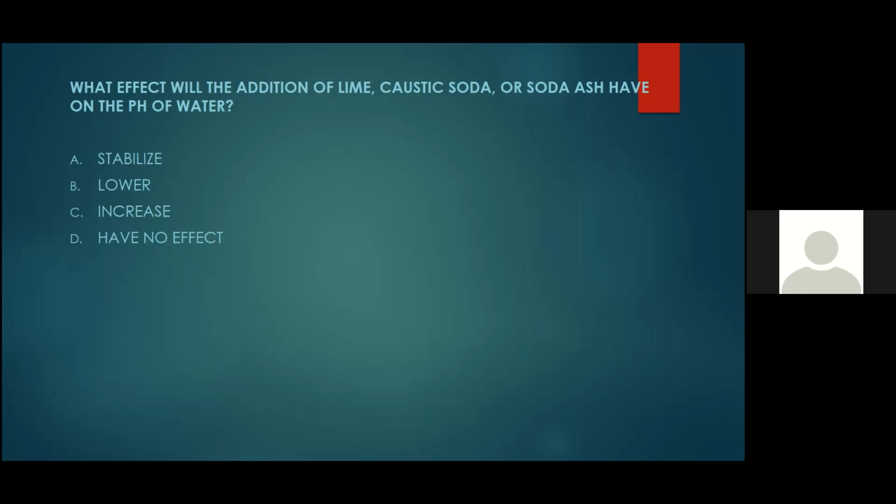Okay, let's talk about this because I see a few different answers. When we add any of these types of chemicals, lime, caustic soda, soda ash, or sodium hydroxide, these chemicals are all about the same. And they're all used to increase the pH. So the answer here is going to be C. Those are all pH increasers.